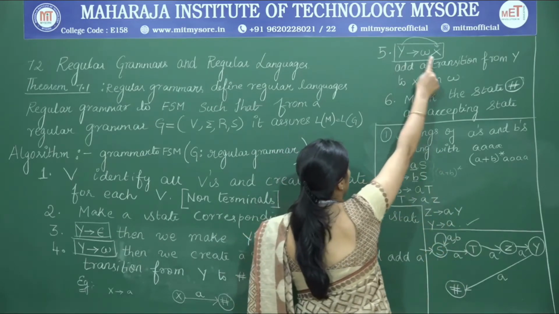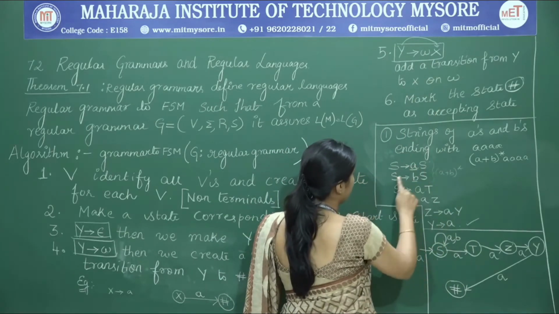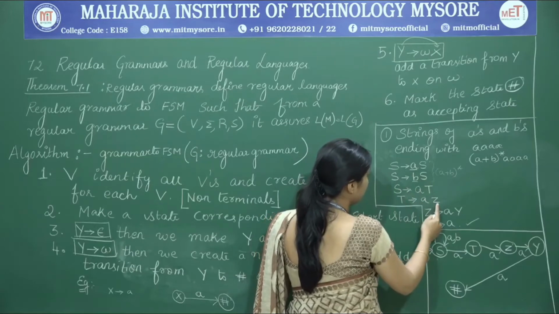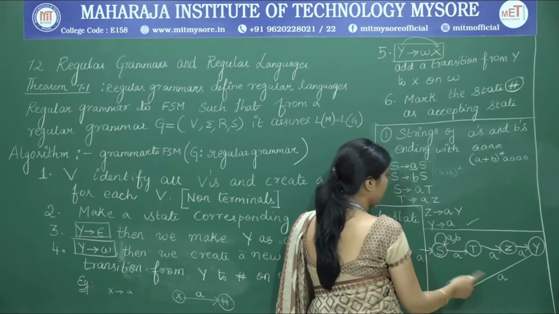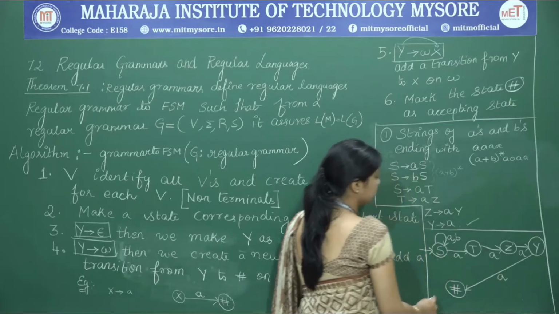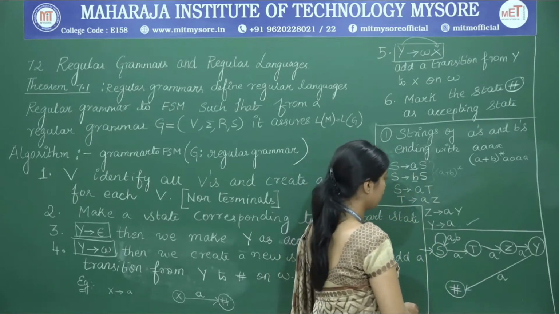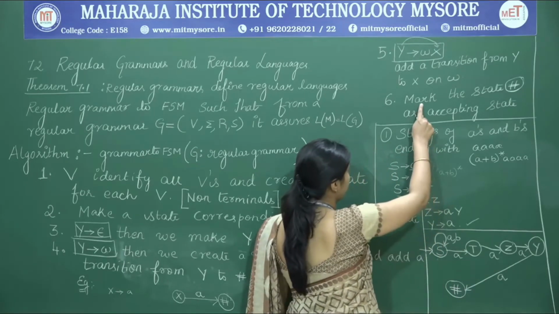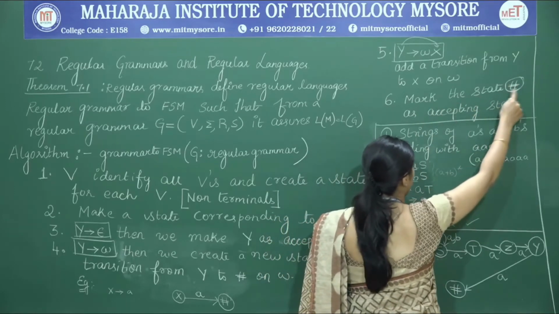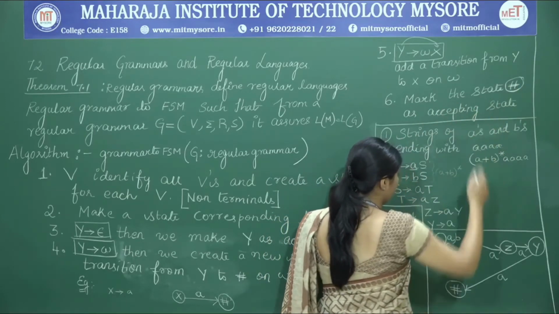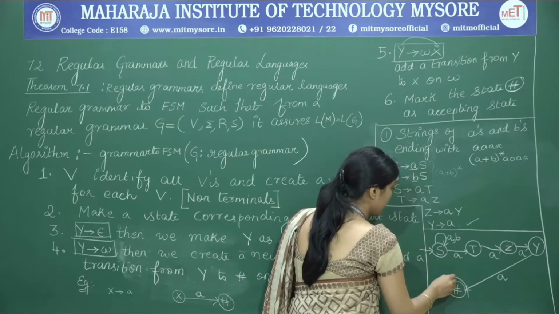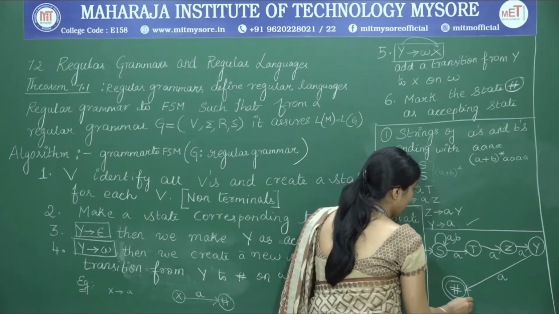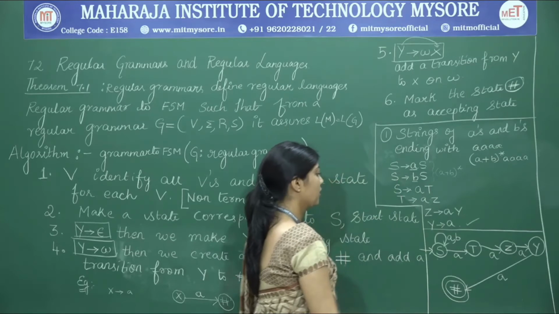So from Y to X, everywhere: S to S, S to S, S to T, T to Z, Z to Y, that is what we have done. So this is the complete transition. And the sixth step: mark the state hash as the accepting state.